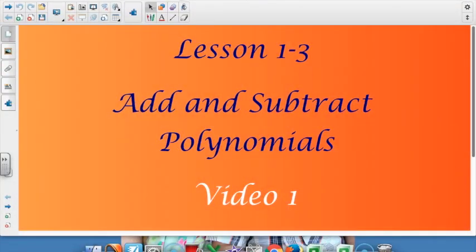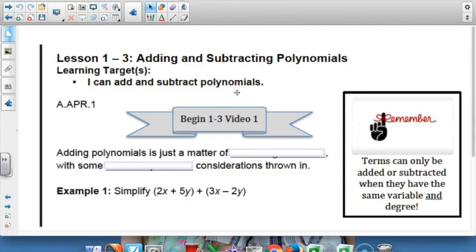Lesson 1.3, we're going to cover both adding and subtracting polynomials, but for video 1, we're just going to focus on adding. Remember that a polynomial, as we learned in a previous lesson, is simply an expression that has more than one term. It's got usually several terms. So when I'm adding polynomials, it's just a matter of combining like terms, and then sometimes there are some order of operations issues that you have to think about. For the most part, it's just combining like terms.